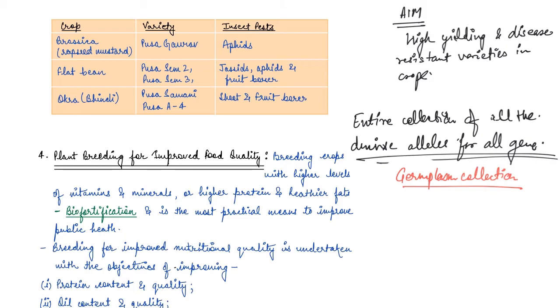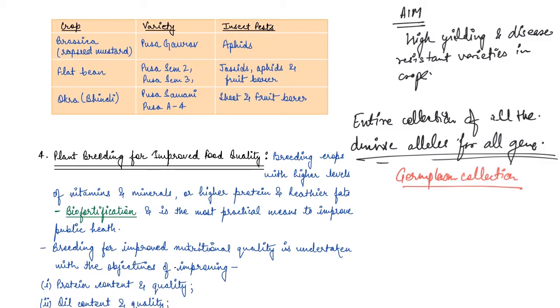So if you see here, another table. In the case of rapeseed mustard, brassica, you have a variety which is Pusa Gaurav, and the insect pest is aphid, right? So aphids attack the brassica crop, right? Again, it is the same type of breeding method if you want to develop resistance against pests.